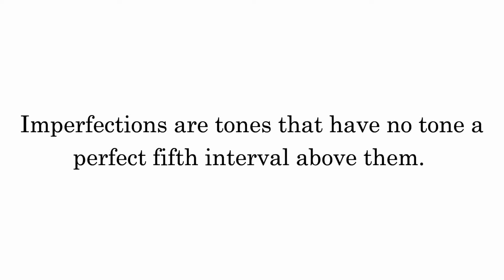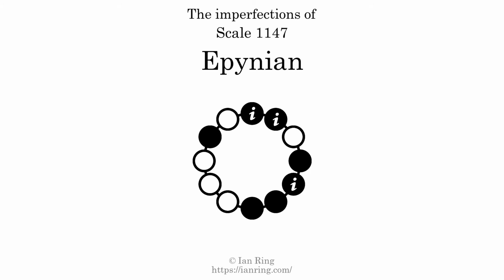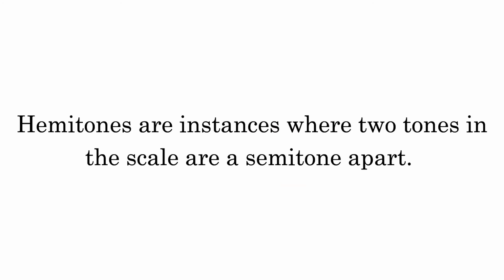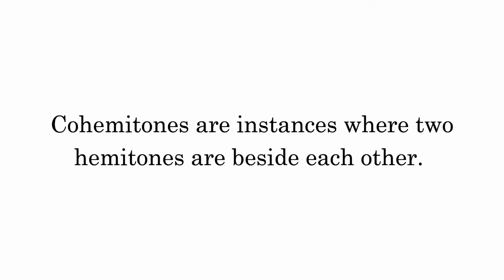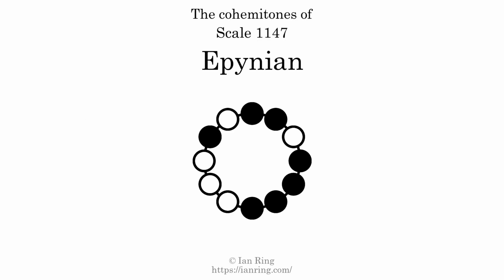Imperfections are tones that have no tone or perfect fifth interval above them. This scale has 3 imperfections. They are at positions here, here, and here. Hemitones are instances where 2 tones in the scale are a semitone apart. This scale has 4 hemitones. They are at positions here, here, here, and here. Cohemitones are instances where 2 hemitones are beside each other. This scale has 2 cohemitones. They are at positions here and here.